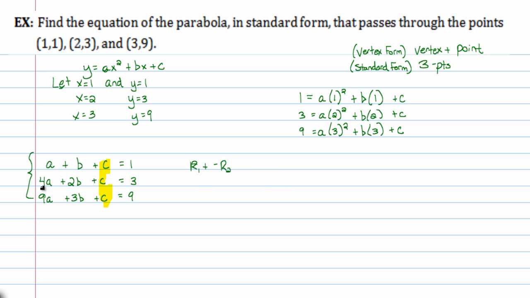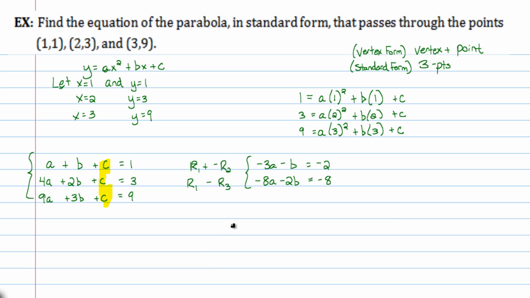So let's take row 1 and subtract off row 2. You'll get the following: negative 3a minus b is equal to negative 2. That's just taking row 1 and subtracting off row 2. Now I'm also going to take row 1 and subtract off row 3. Subtracting row 3 is the same thing as adding a negative row 3. So row 1 minus row 3 gives me a negative 8a. b minus 3b is a negative 2b. c minus c cancels by design. And finally, 1 minus 9 is a negative 8.